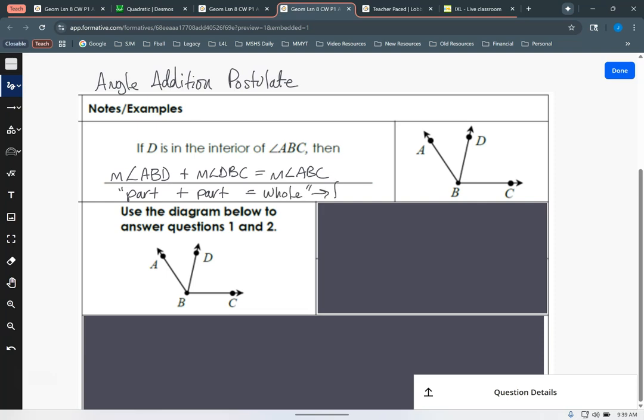for angles. So it's the same idea of our line segment addition postulate, where we took part of a line segment and added it to another part of a line segment to get the whole line segment. Now we're going to do it with parts of an angle and other parts of an angle, and we're going to combine those together to get the whole or find a part one way or the other, and you'll see a little example of both of those right here.